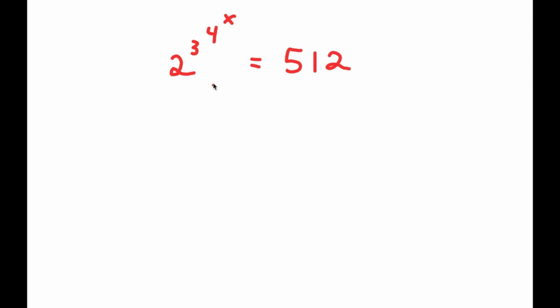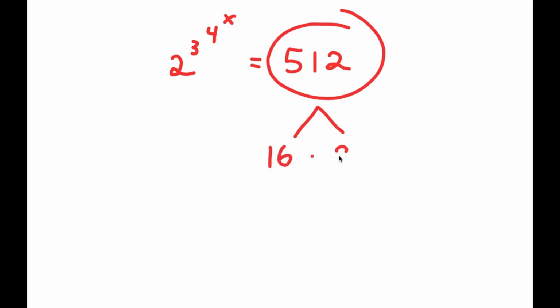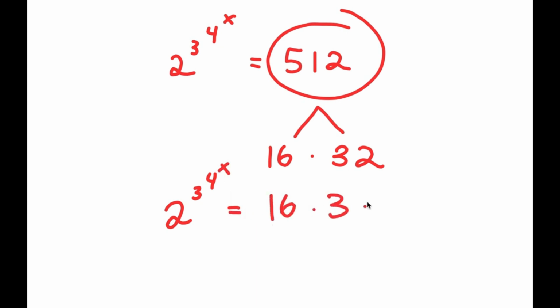Alright, so in this problem, I have 2 to the power of 3 to the power of 4 to the power of x is equal to 512. So to solve this, I'm going to first start by rewriting 512. So 512 is the same thing as 16 times 32. And now I can write this as 2 to the power of 3 to the power of 4 to the power of x is equal to 16 times 32.